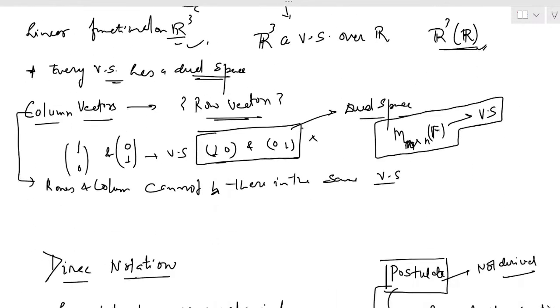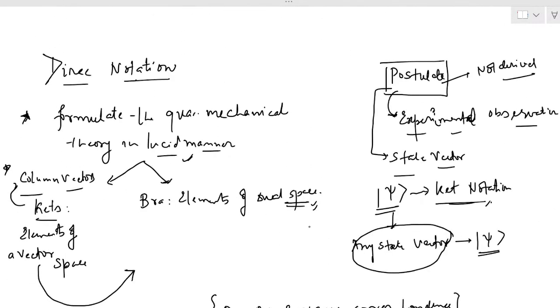There are theorems, and you need to understand this: for every Ket there's a Bra, and for every Bra there is a Ket. There is a unique correspondence between Ket and Bra. Understand what a Ket is. Kets are the elements of a vector space, and corresponding to this vector space there is a dual space.